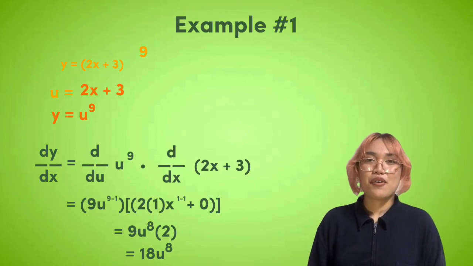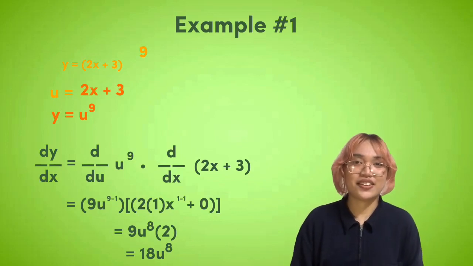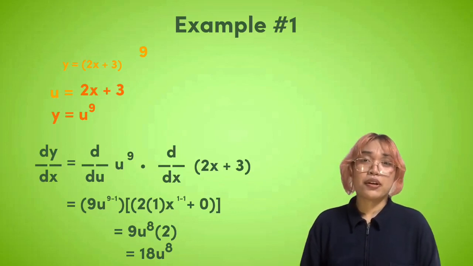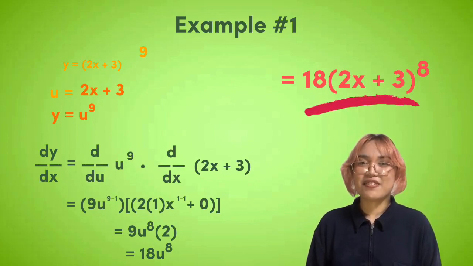Going back, we have our u which is equal to 2x plus 3. We now copy this to our answer. Now, it will become 18 times the quantity of 2x plus 3 raised to 8.